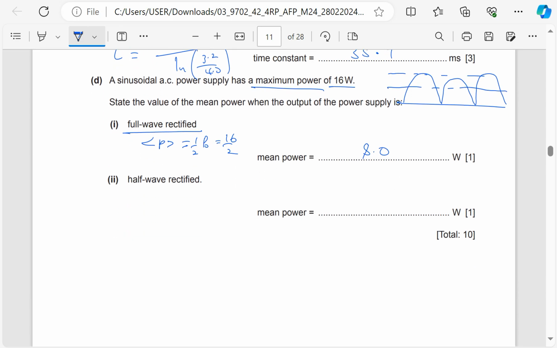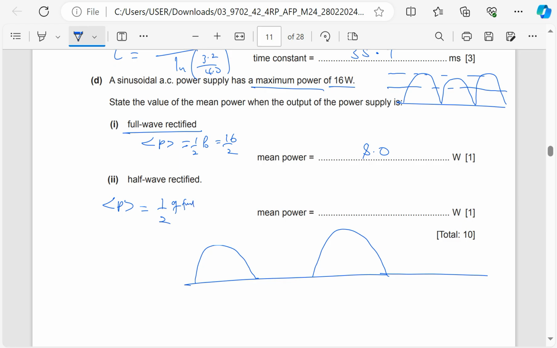Then for half wave, remember the half cycles are missing. So for half wave, this is what we have. You have one half cycle, the second half cycle is missing, another half cycle, the second half cycle is missing, which means the mean power for half wave rectification is again half of that of full wave.